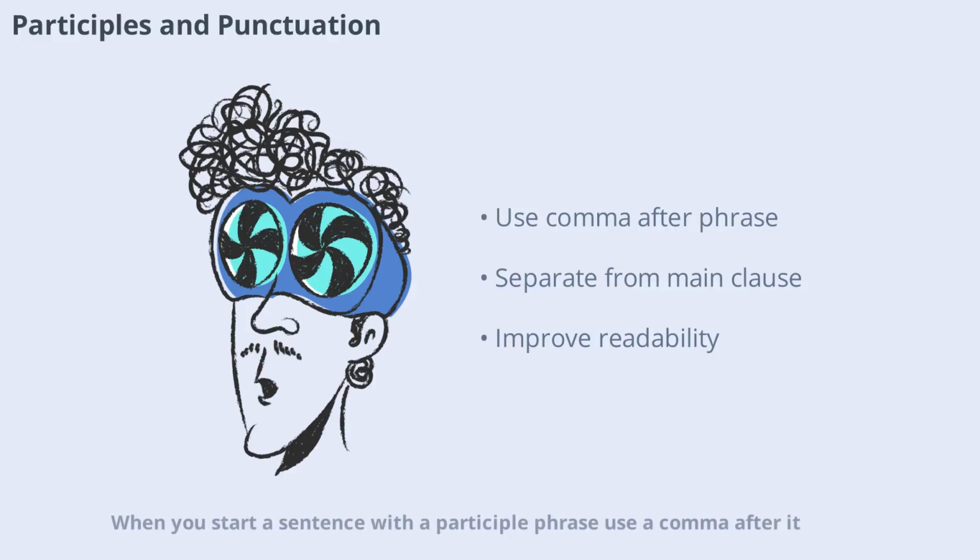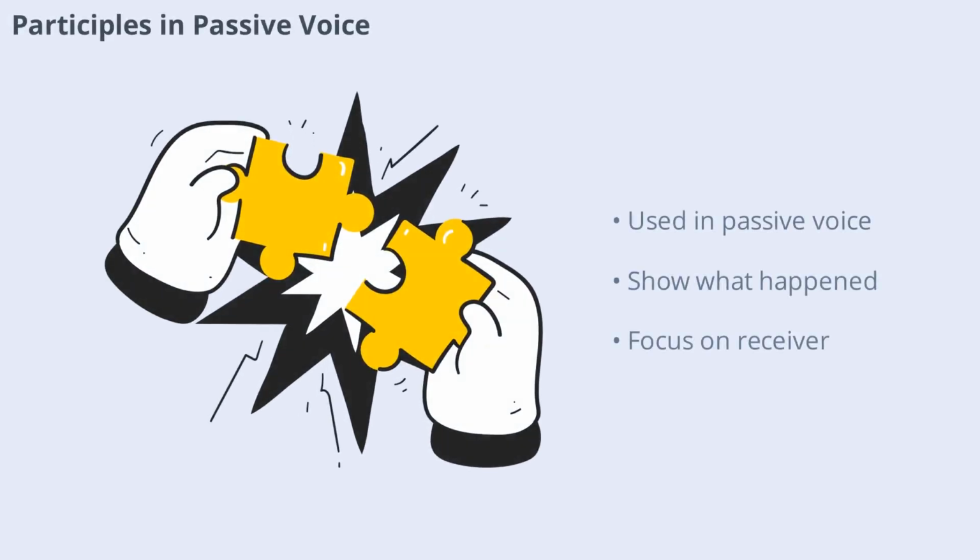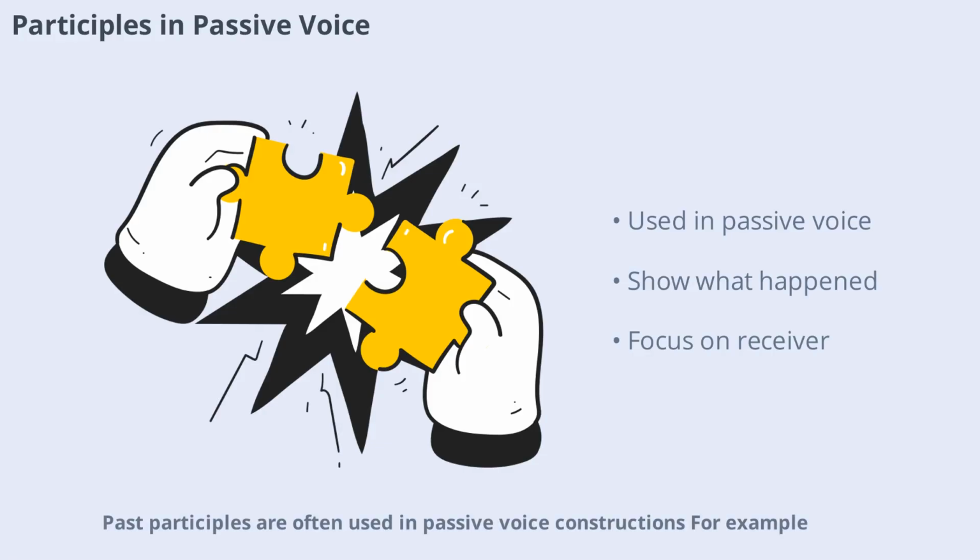When you start a sentence with a participle phrase, use a comma after it. For example, "walking to school, she enjoyed the fresh air." The comma helps separate the introductory phrase from the main clause. Past participles are often used in passive voice constructions. For example, "the cake was eaten by the children." Here, "eaten" is a past participle showing what happened to the cake.